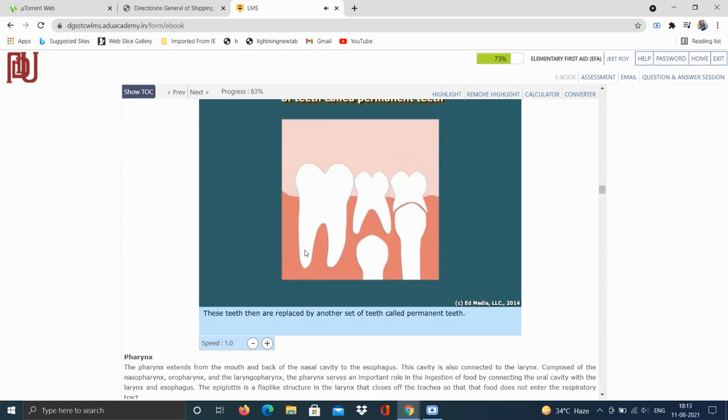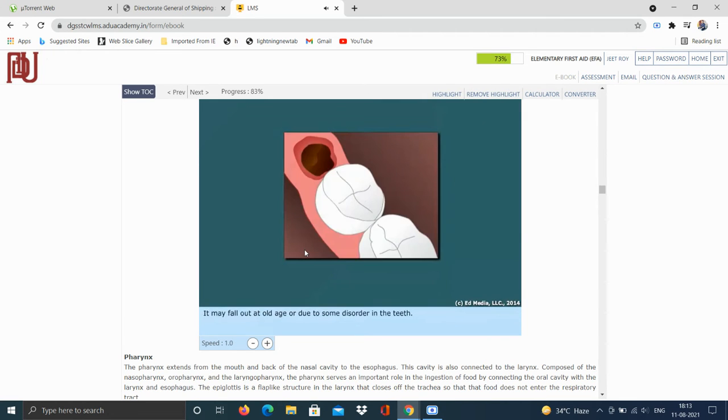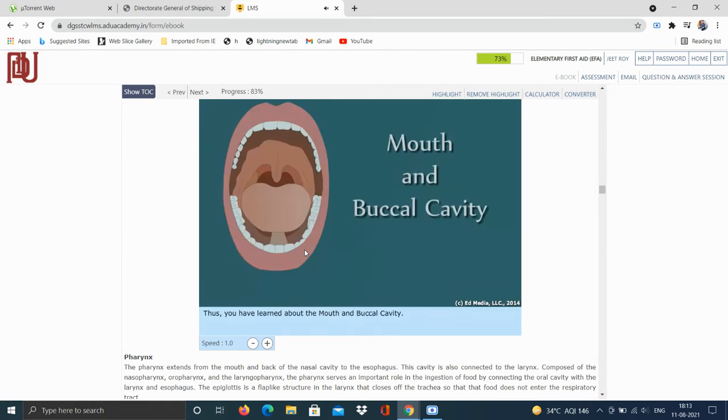These teeth are then replaced by another set of teeth called permanent teeth. Permanent teeth last for our lifespan. They may fall out at old age or due to some disorder in the teeth. Thus, you have learned about the mouth and buccal cavity.